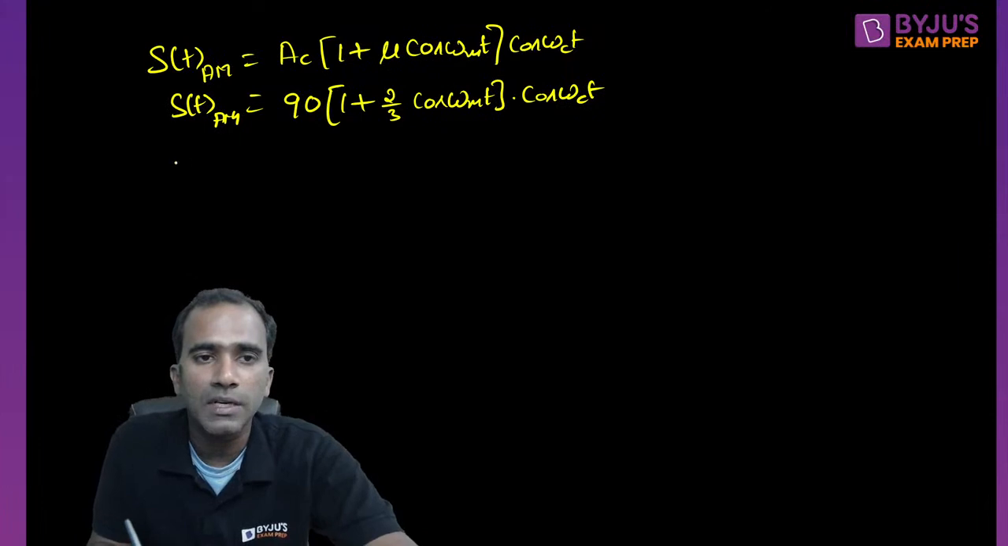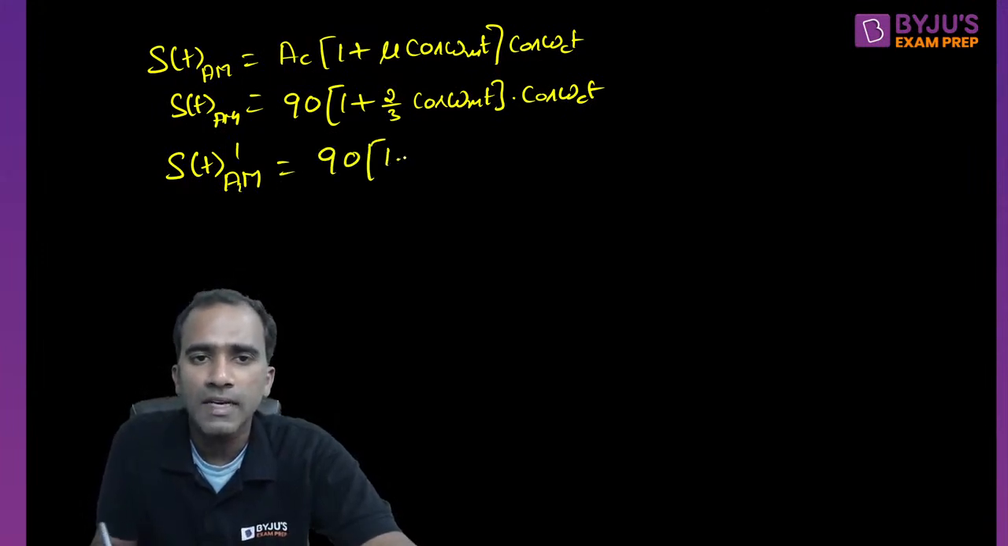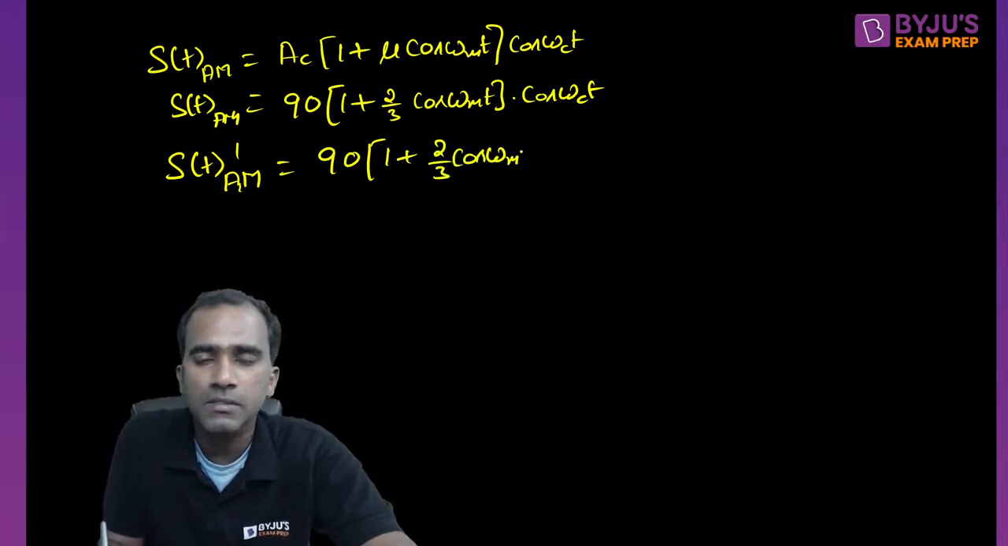Next, what are they doing now? The new AM signal, let me call it S of t AM dash. So how are they creating the new AM signal? They are adding an extra carrier, it seems. For this signal, they are adding a carrier.